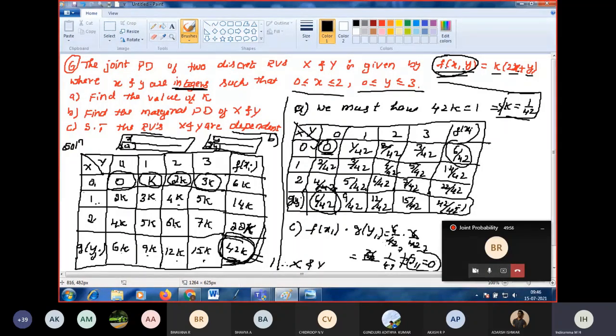So just simply you write like this. Not only this cell, any cell you can consider. This cell also you can consider. It should be a product of these two. You cannot get it, because here you have 3 by 42. 14 by 42 into 9 by 42 is not equal to 3 by 42. Therefore x and y are dependent. All of you are clear?